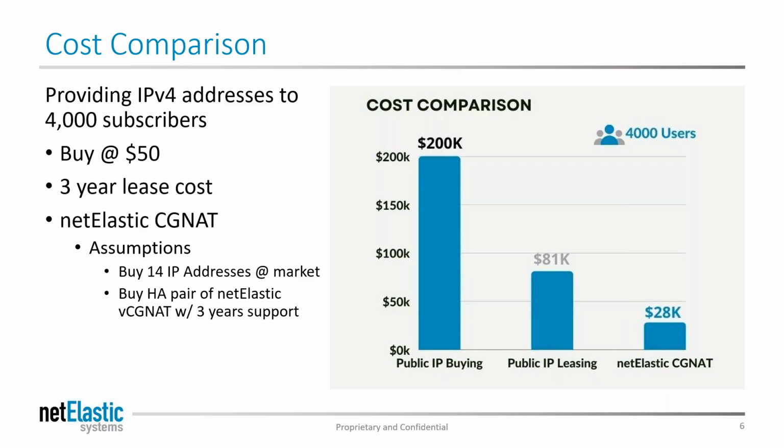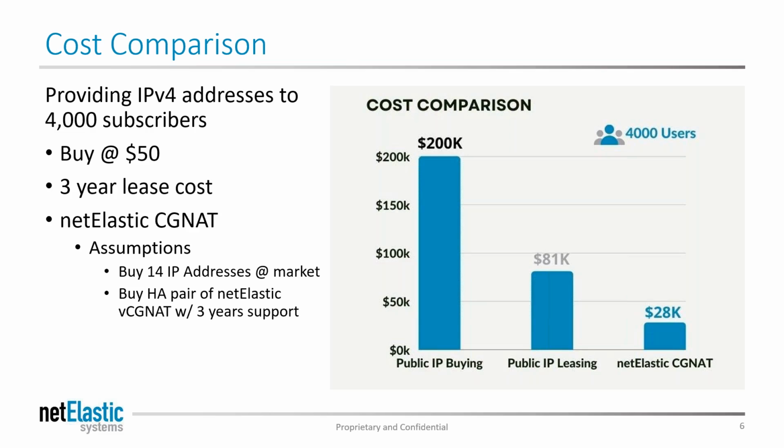A quick cost comparison. Providing IPv4 addresses to 4,000 subscribers. Let's say that you were to do that but by basically buying IPv4 addresses. Well, assuming they're $50, and right now they're about $50 to $60, you'll be spending $200,000 to get IPv4 addresses for those 4,000 subscribers. If you lease those, it'll be about $81,000 for 3 years, which is a lot less, but over time, and I believe it's going to be a lot more than 3 years before we need to support IPv4 addresses. Over time, that can get a lot more expensive than $200K.